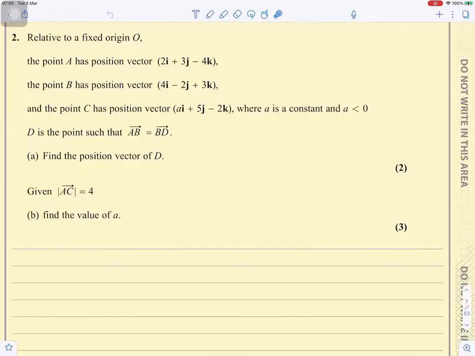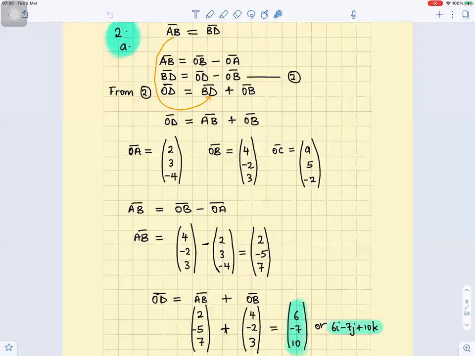Question number 2. Relative to a fixed origin O, the point A has position vector. Part A, find the position vector of D. And part B, find the value of A. AB is equal to BD.